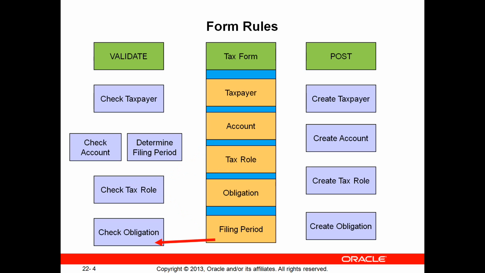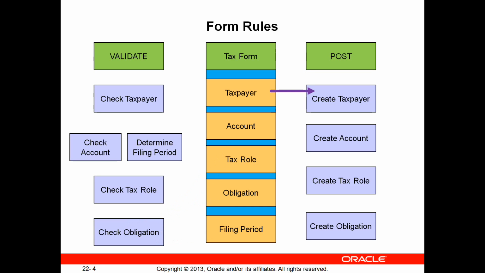Similarly as well, the check obligation will expect to have a filing period, an account, and a tax roll in order to do the check. If it does have that information, it can look up that detail, see if there is an obligation. If there is an obligation, update it on the form. And those are the form rules on the validate.